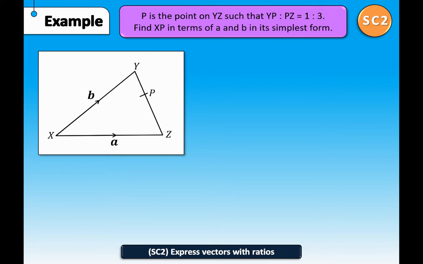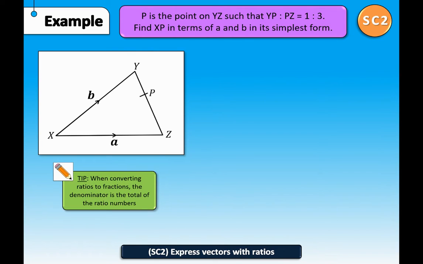So in this question, P is a point on YZ so that it's in the ratio of 1 to 3. We want to find X to P in terms of A and B. So when converting ratios to fractions, the denominator is the total of the ratio numbers. So that means that Y to P is 1/4, because it's 1 out of 4 of Y to Z. And P to Z is 3/4, because that's 3 parts of the ratio of Y to Z.